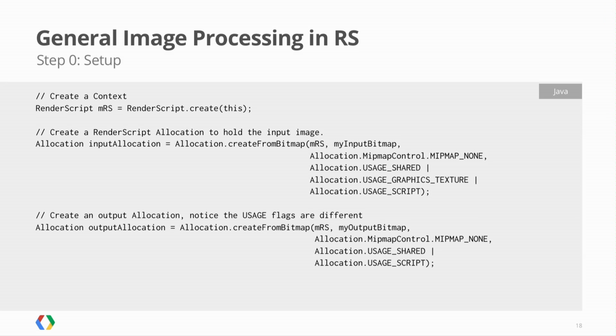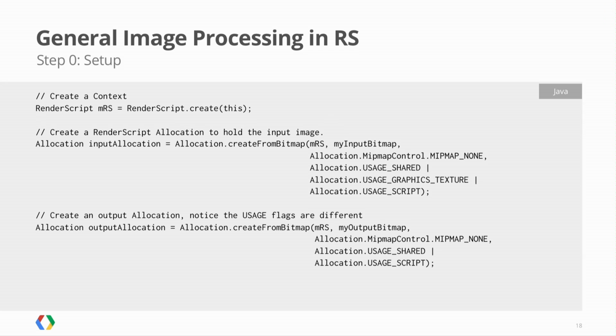And so we have a create from bitmap helper function, which will actually create an allocation from a bitmap. It will automatically set the type and the height and the width of that allocation to that of the incoming bitmap. Now, in addition, you can optionally mipmap that allocation. And we have a few usage flags. Usage shared, it's new or upcoming soon. It allows us to share the backend store with the bitmap, and that avoids a lot of the copy overhead that you would normally get if you had a separate bitmap and allocation in the older APIs.